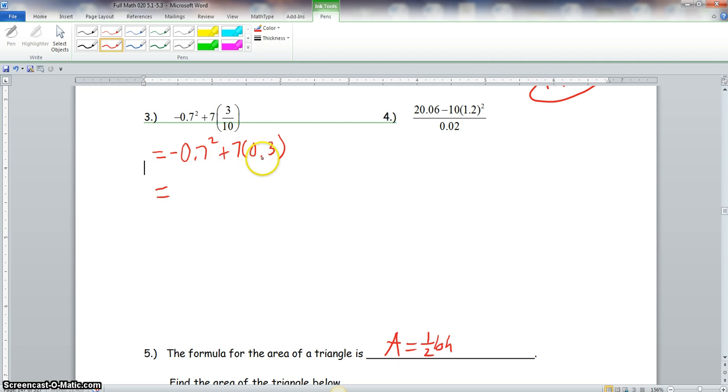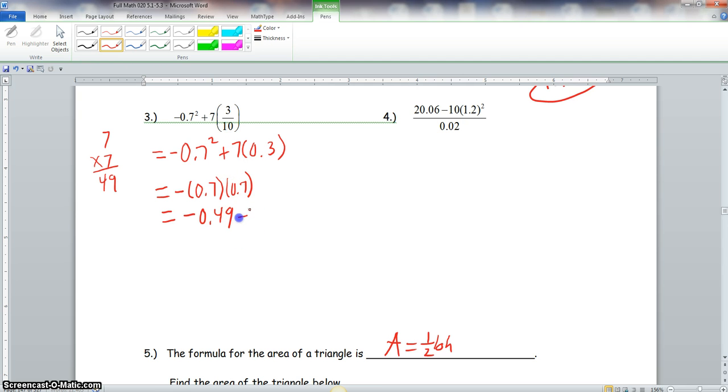Now, we can't do anything else in this parenthesis, so we do our exponents. Negative 0.7 squared is the same as saying a negative 0.7 times 0.7. Now, we can multiply these 0.7s, which is the same thing as saying 7 times 7, which is 49. And we count how many digits we have behind the decimal. We have 1, 2. So our final answer here would be a negative 0.49.